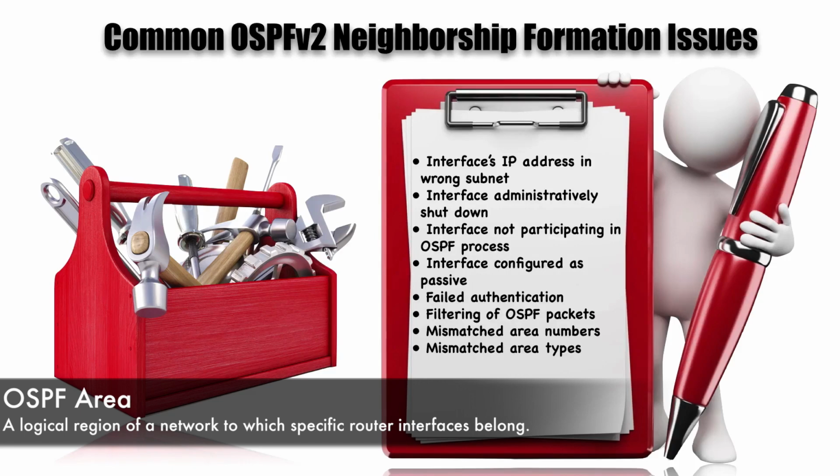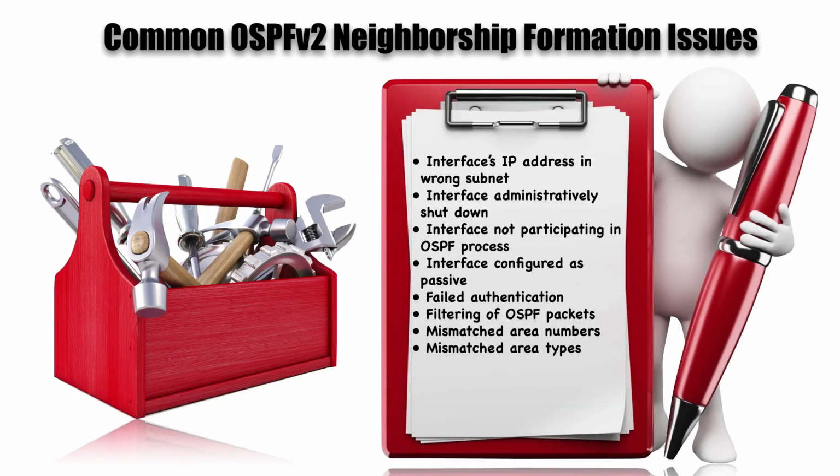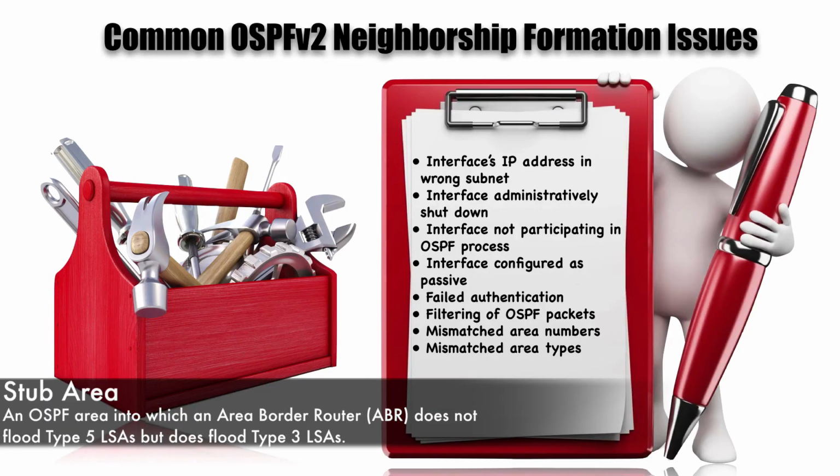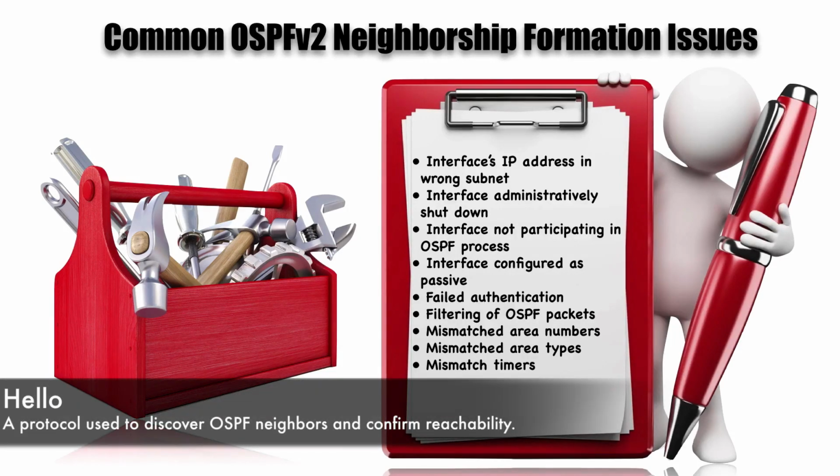And we could have a mismatch of area types. For example, the router at one end of a link might say that an area is a stub area, but the router at the other end of the link does not say that. That's going to prevent a neighborship from forming. And we also have to have timers match up. The hello timer and the dead timer.